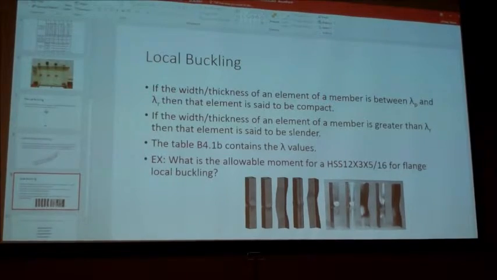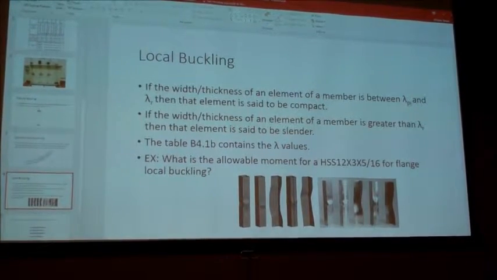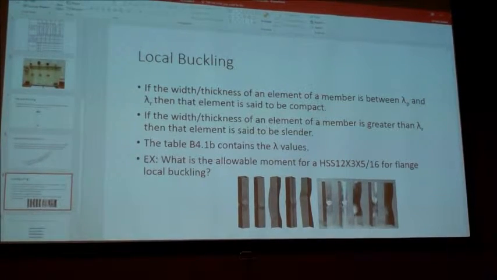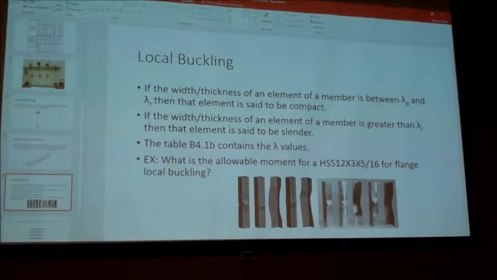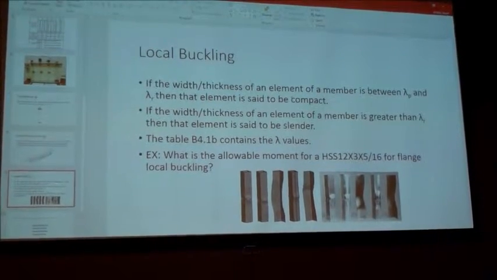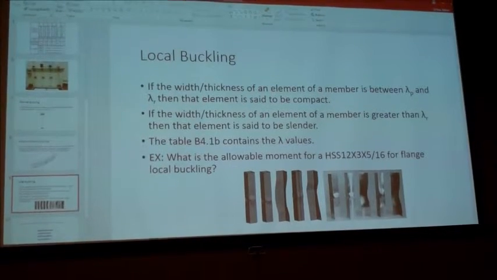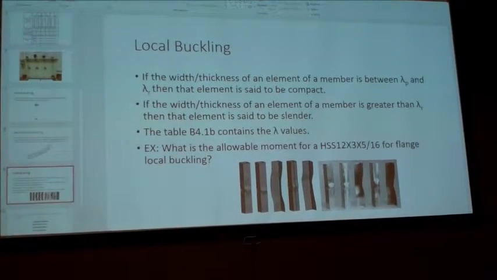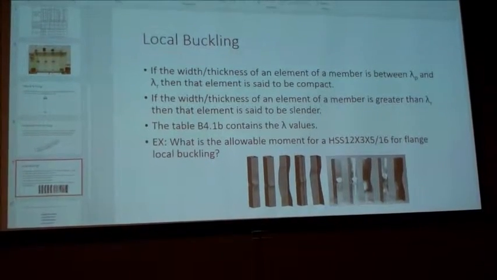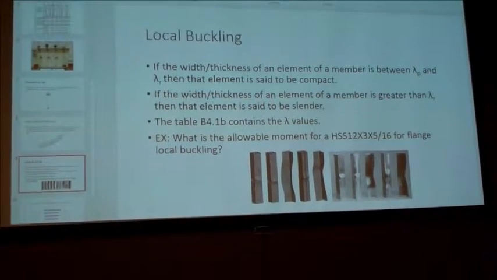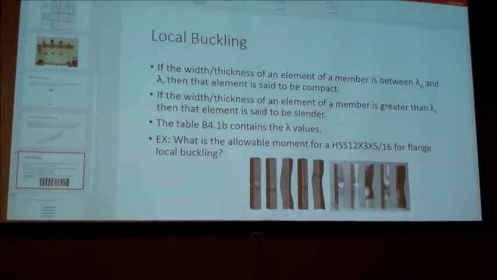If the width over the thickness of an element of a member is between gamma P and gamma R, then that element is said to be compact. If it is compact, then it won't have local buckling. However, if the width over thickness of a member is greater than gamma R, then the element is said to be slender. Table B4.1b contains all the gamma values, so you can compare those.